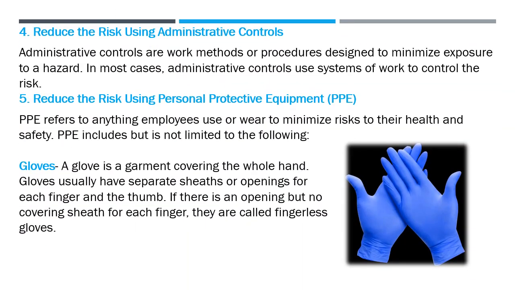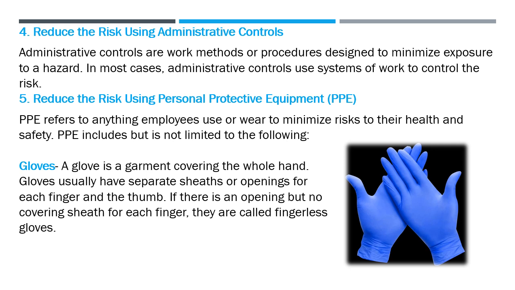4. Reduce the risk using administrative controls. Administrative controls are work methods or procedures designed to minimize exposure to a hazard. In most cases, administrative controls use systems of work to control the risk.